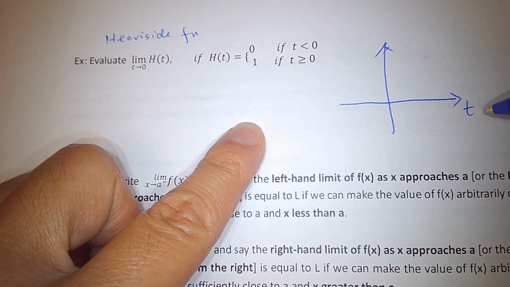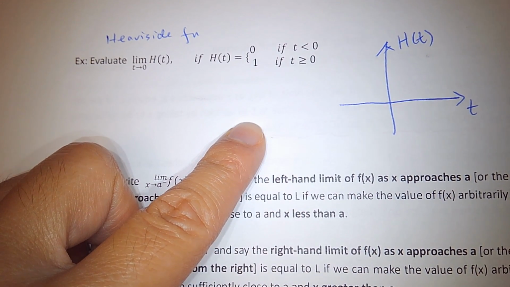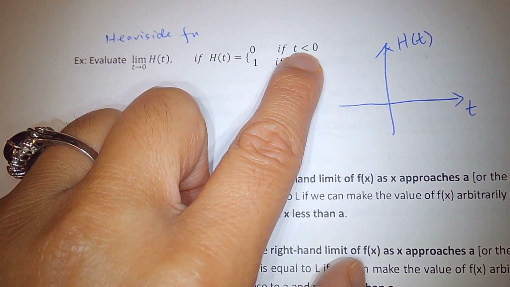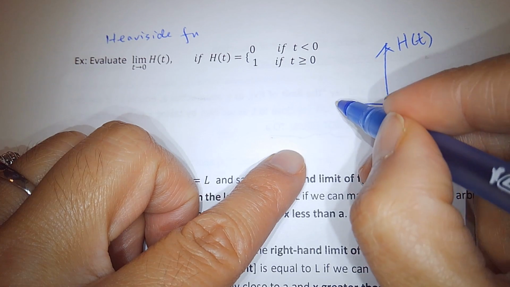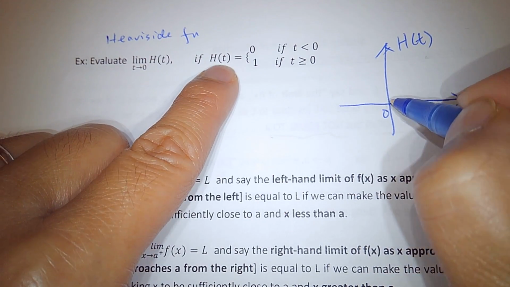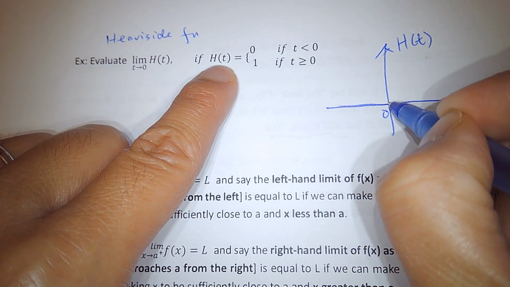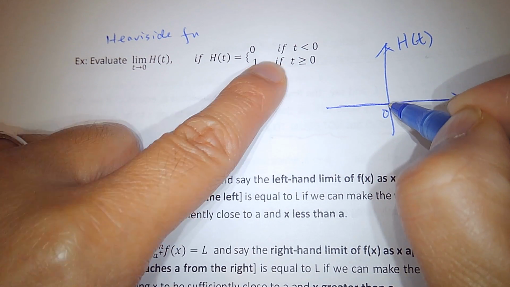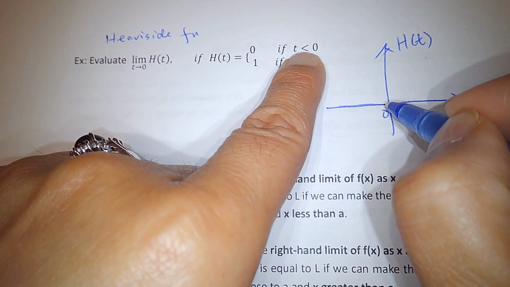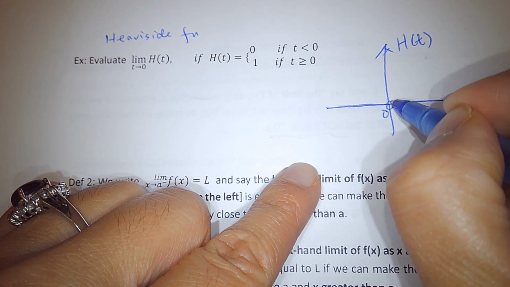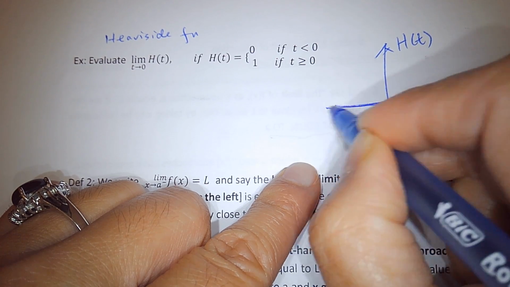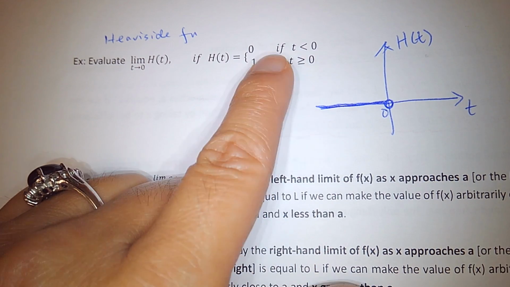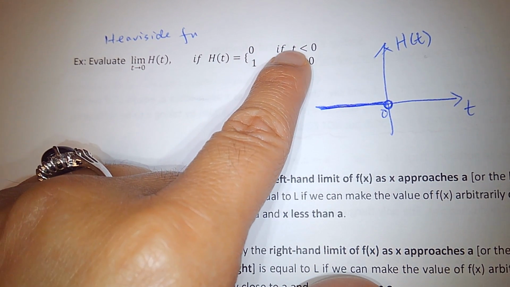Can we draw the picture for this piecewise function? The horizontal axis gives us t values, the vertical axis gives us the h values. When t is less than 0, t approaches 0 from the left, h of t equals 0. And how about this endpoint? Do we use an open circle or a closed circle? Open, because this is a strict inequality. So the picture looks like this. This is the left piece.